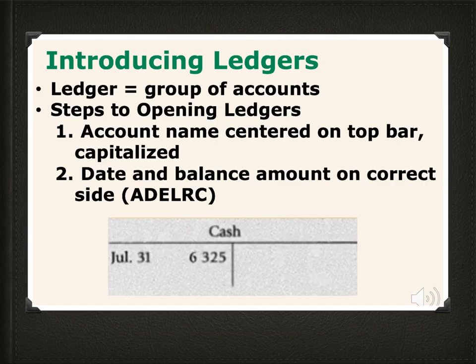But something else we looked at last class was the steps to opening ledger accounts. The first step is we enter the account name on the top bar in the center, capitalized, and the second step is to record the date and the opening balance amount on the correct side. So for our AID accounts, assets, drawings and expenses, that's going to all be on the debit side, and then for our LIRC accounts, the balances will be on the credit side. So cash is an asset account, making it part of AID. That's why its opening balance was recorded on the left side in this example.